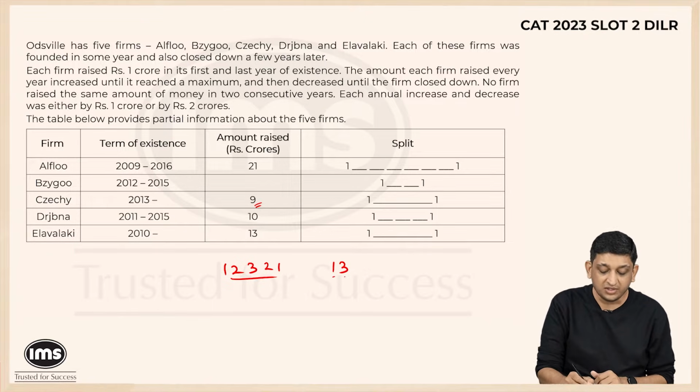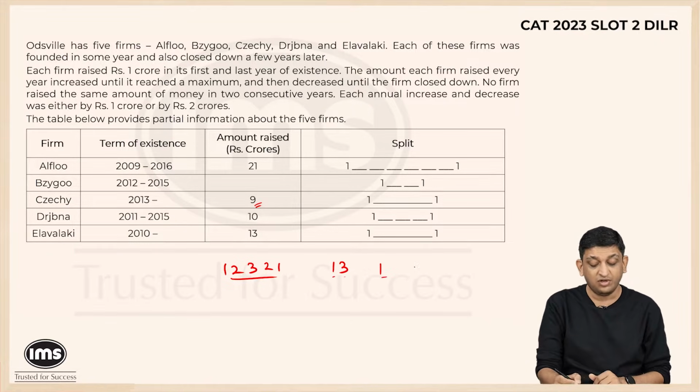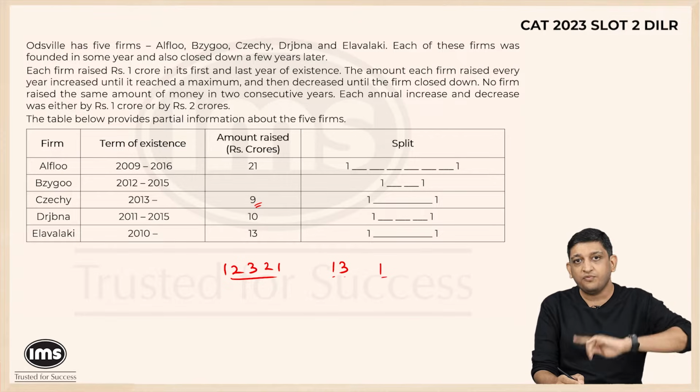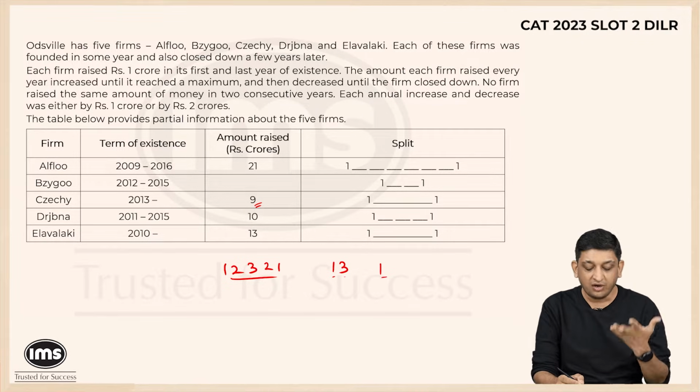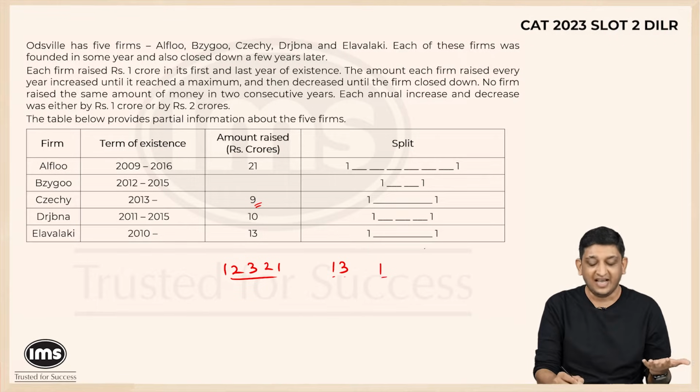If it goes from 1 crore to 3 crores, it also has to end on 1. We have already accounted for 4 crores out of 9 crores. We have to account for 5 more crores. Now how do we do that? 5 can be split as either 4, 1 or 3, 2.